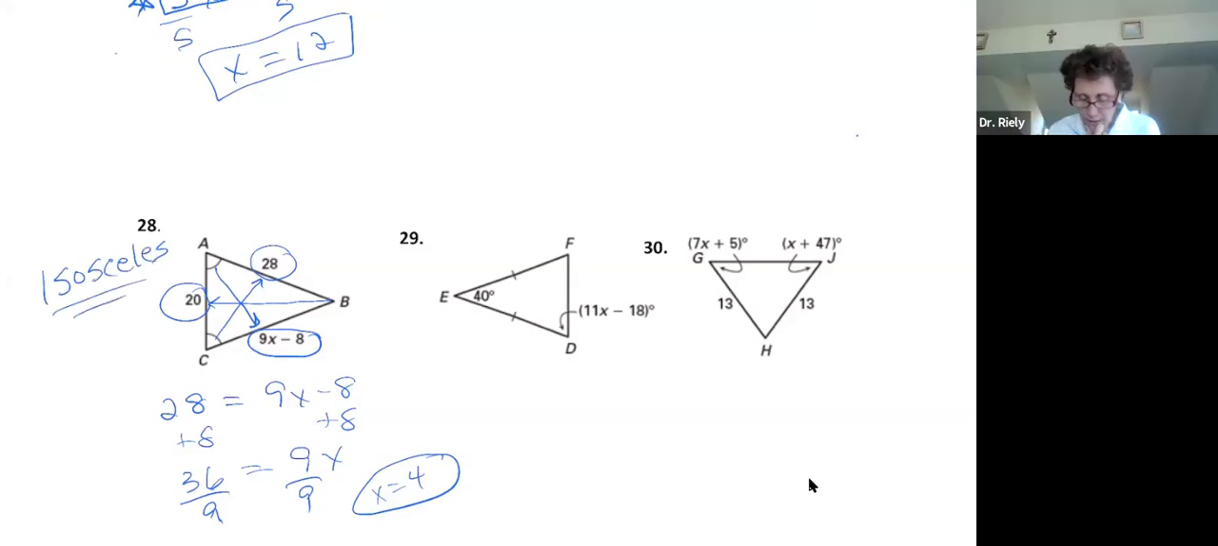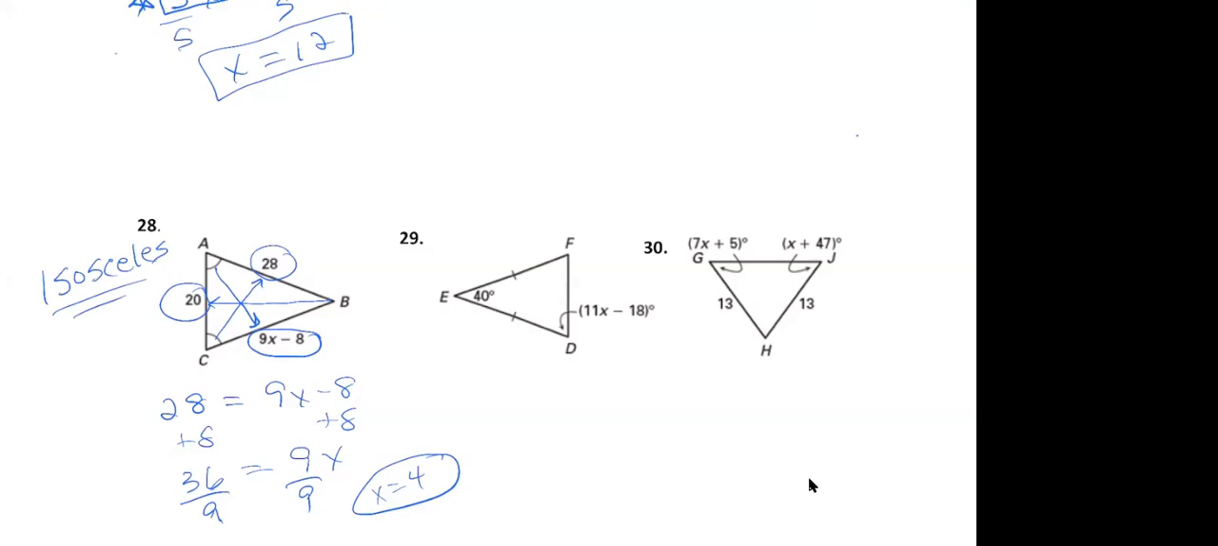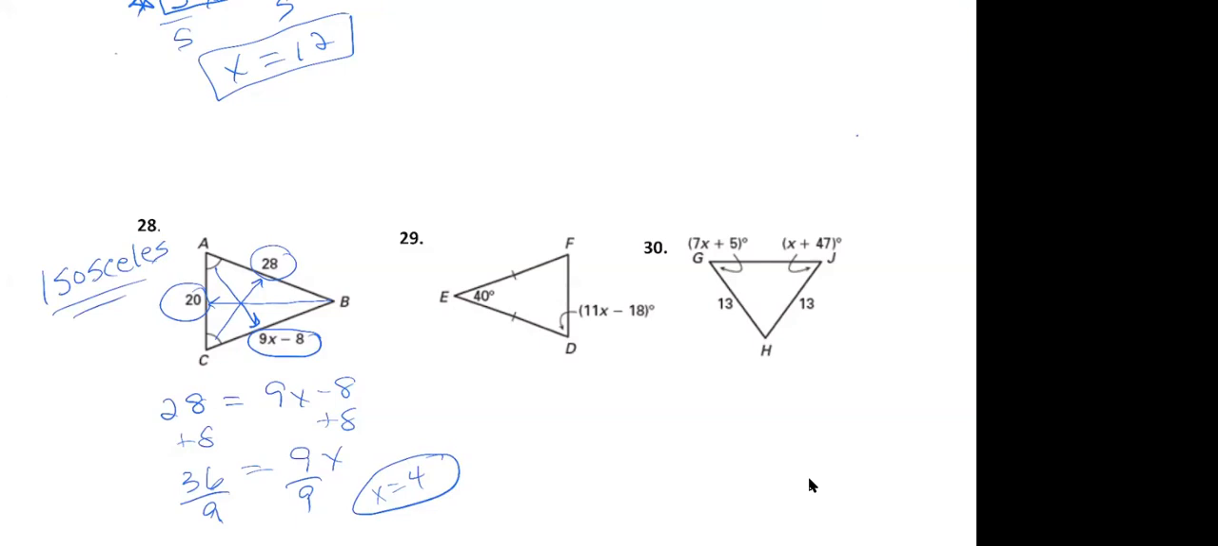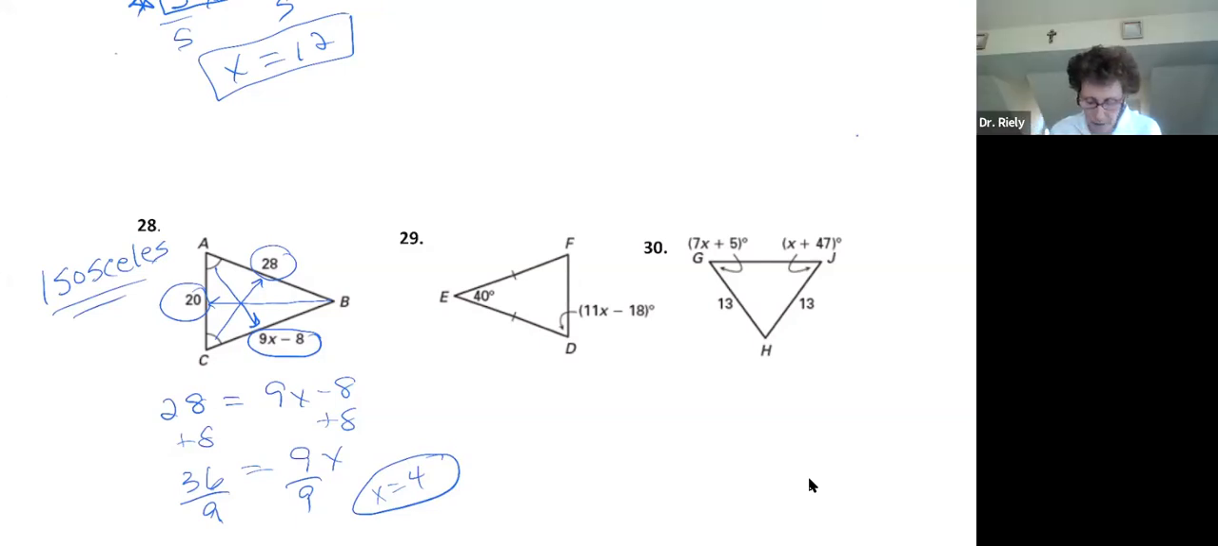Okay, so, 29 is challenging. Who's up for the challenge? Owen, can you do 29? Sure. I got x equals 8. Okay, excellent. I got that as well. So tell everybody how you did that.